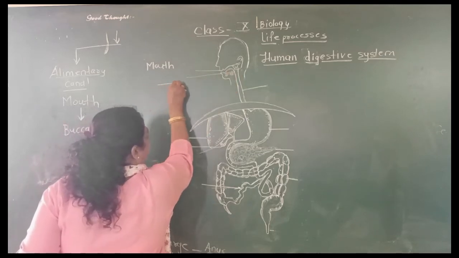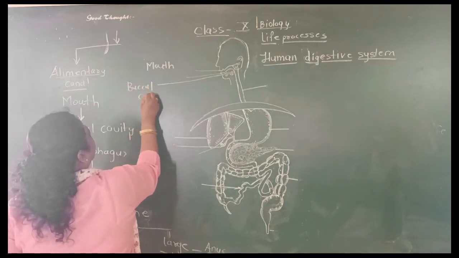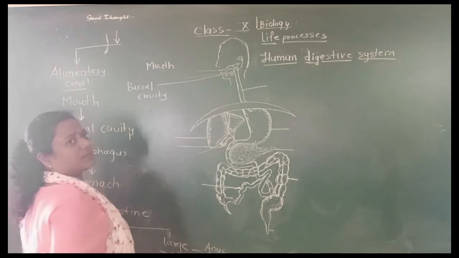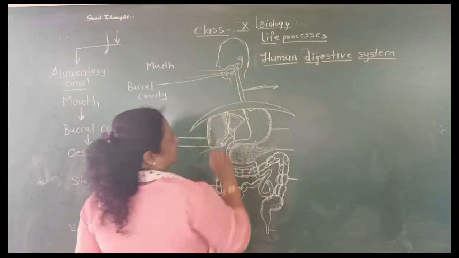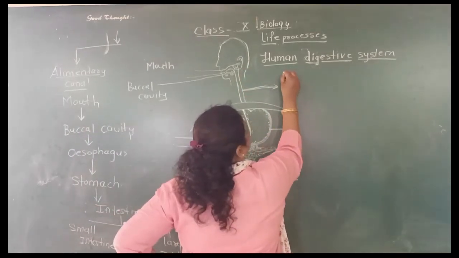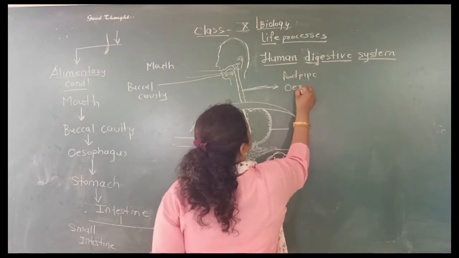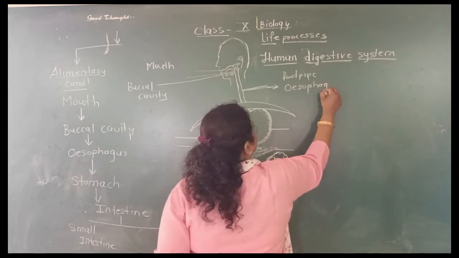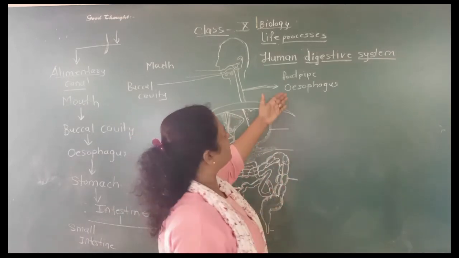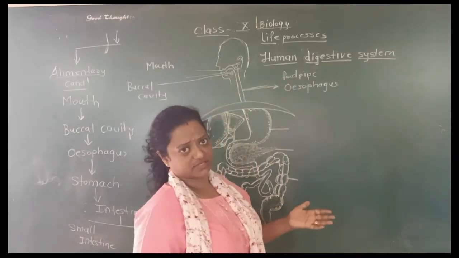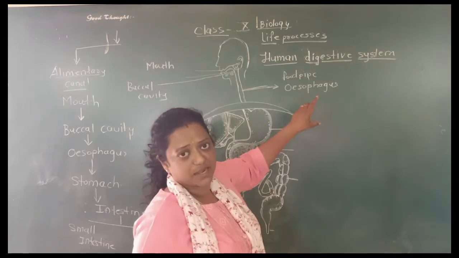After the mouth, or inside the mouth, whatever cavity-like structure is present is called the buccal cavity. Here you can see this pipe-like structure, commonly called the food pipe or esophagus. You can pronounce it according to your way, it may be said as esophagus or osophagus, but write the correct spelling in your exam.